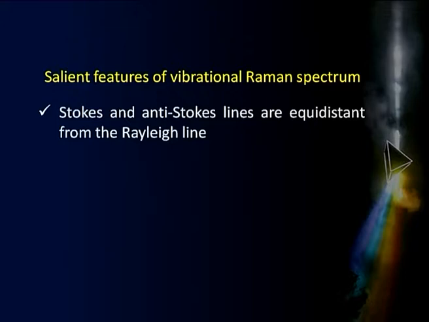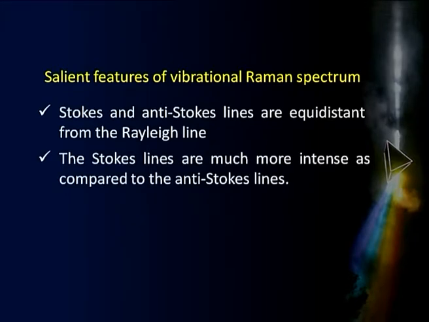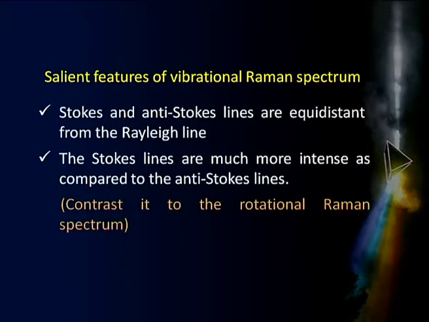Let us take up the salient features of vibration Raman spectrum we have just seen. The first one is that the Stokes and anti-Stokes lines are equidistant from the Rayleigh line. That is what we actually expect to observe. Secondly, the Stokes lines are much more intense as compared to the anti-Stokes lines. You can contrast it to the rotational Raman spectrum, because in that case the two were of roughly similar intensity.